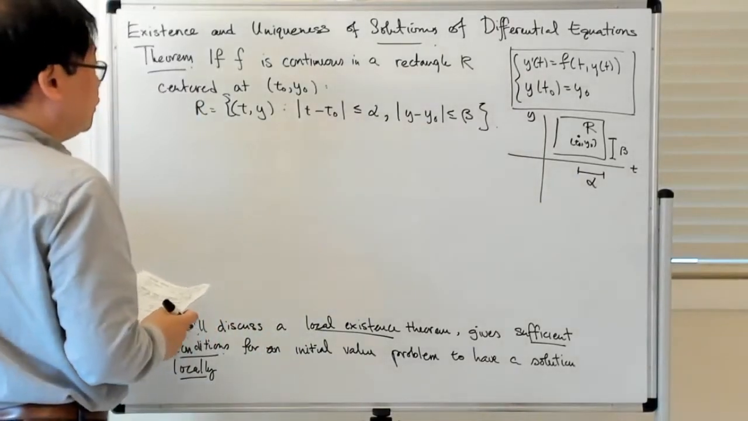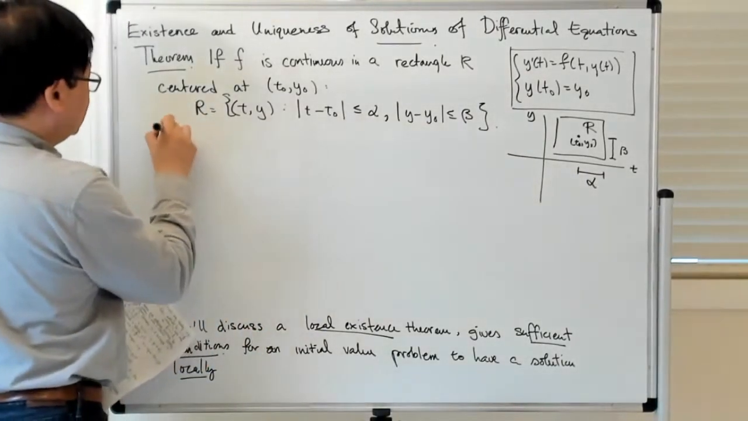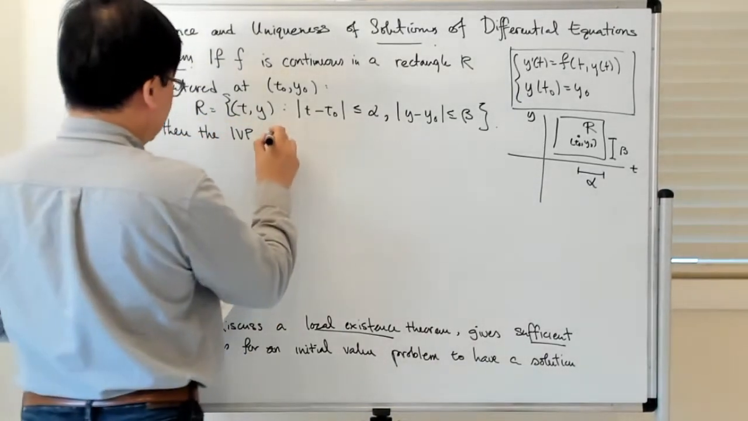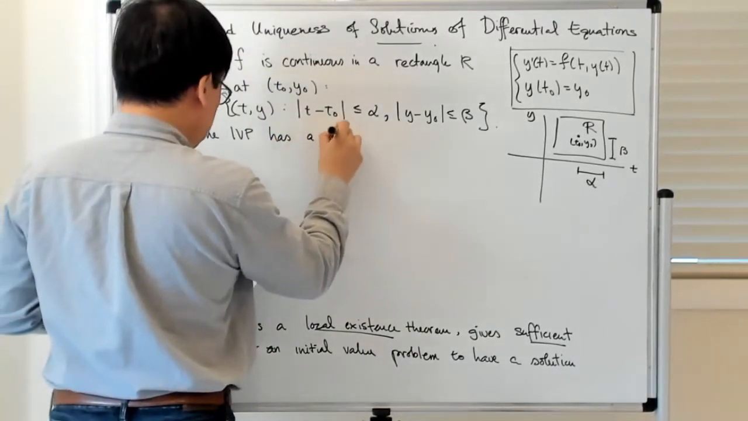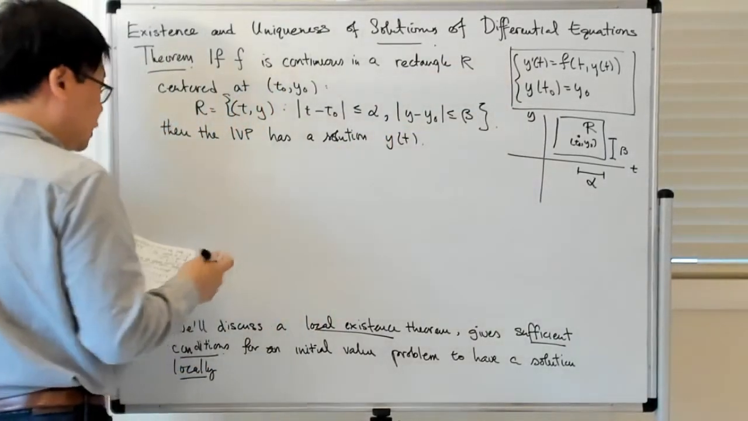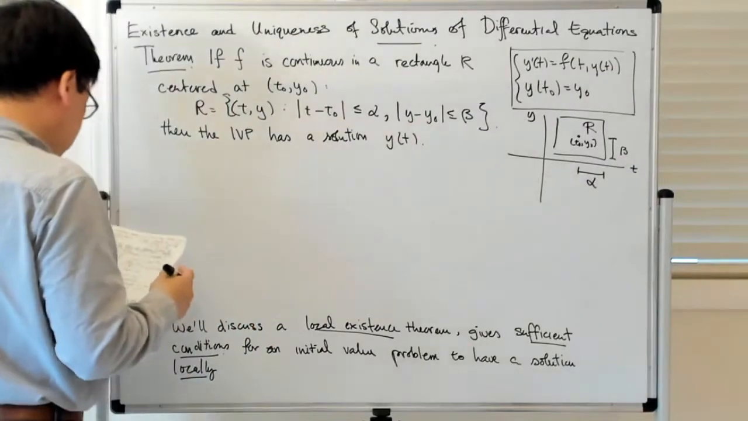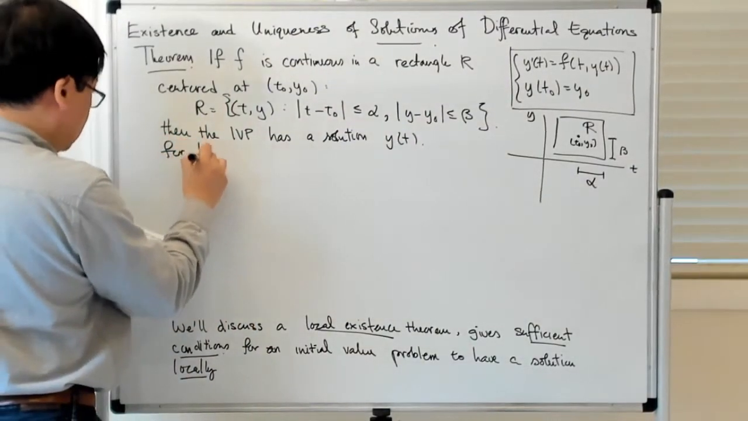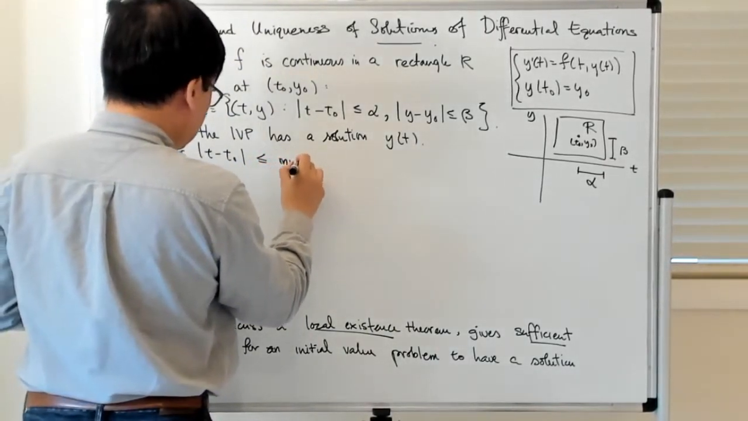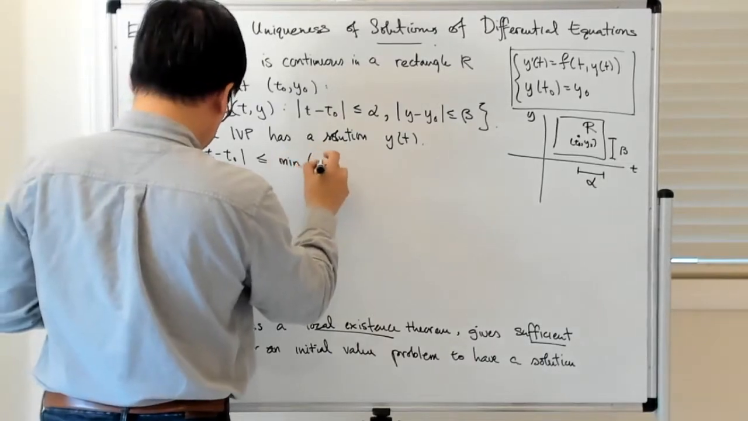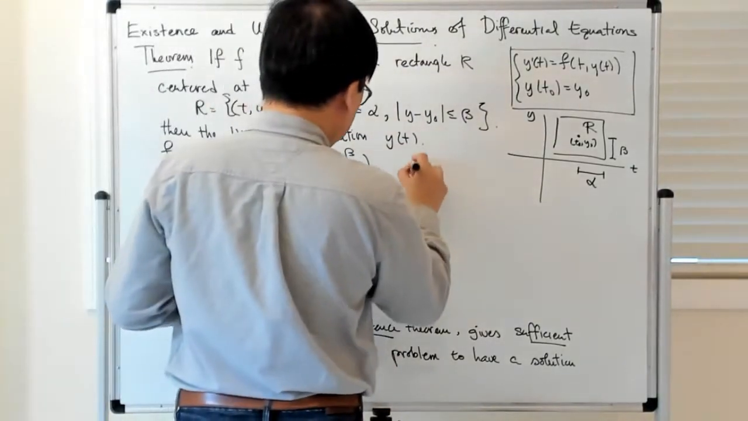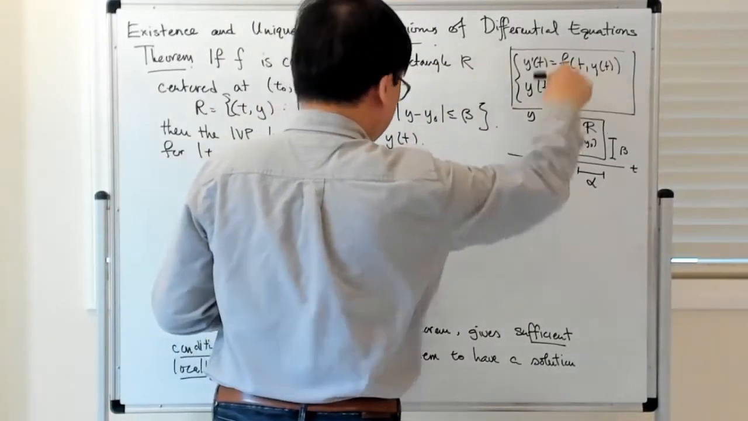Okay, so if that's true, then the initial value problem has a solution y of t, and there's a minimum existence time for this, for the absolute value of t minus t0 less than or equal to the minimum of alpha and beta over M, where M is a bound on the derivative, okay?